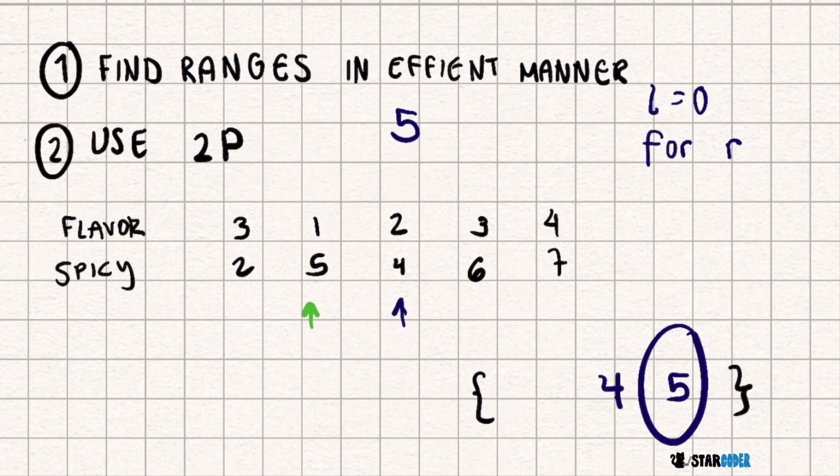So it's a pretty simple algorithm. We're just going to loop through, use 2 pointers, and then have our multiset on hand with the spiciness values. So let's go look at the code for this question.